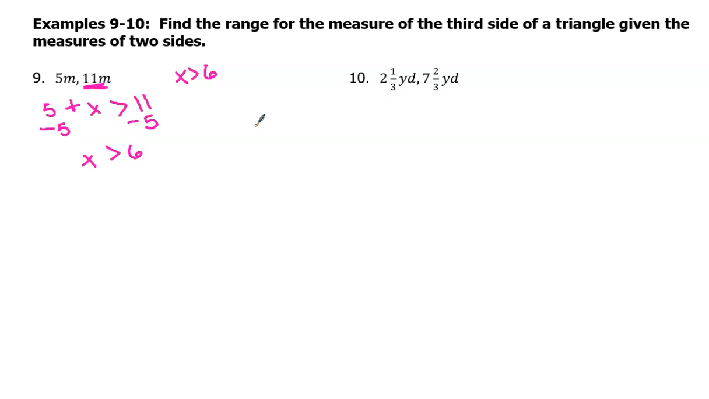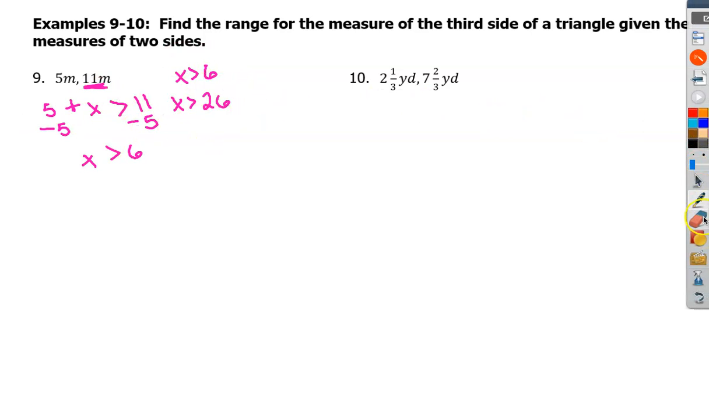Now, that is assuming that 11 is the largest side. What if 11 isn't the largest side? Then our numbers are just going to be larger than whatever those two are added together. 5 plus 11 is 16, which is already covered by the inequality x greater than 6. So that's really it. That's all for that one. x bigger than 6.